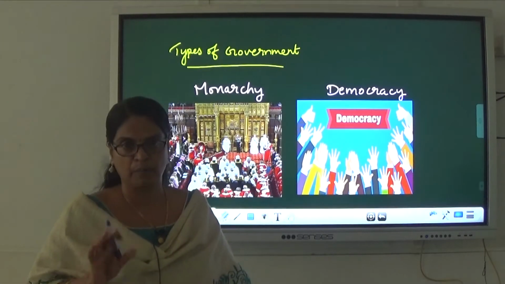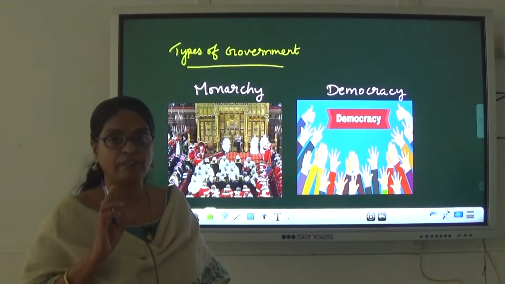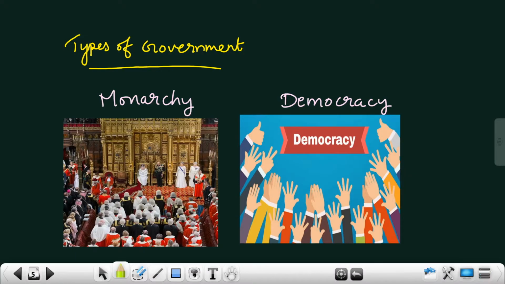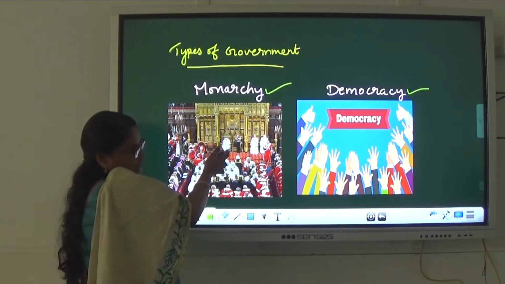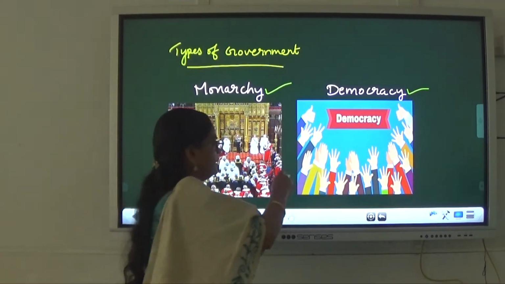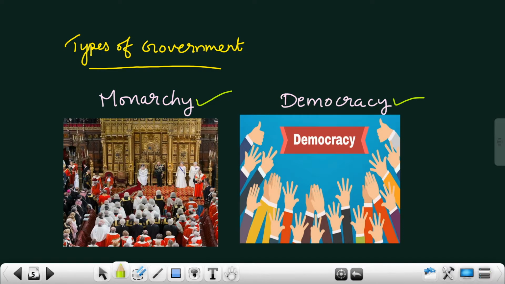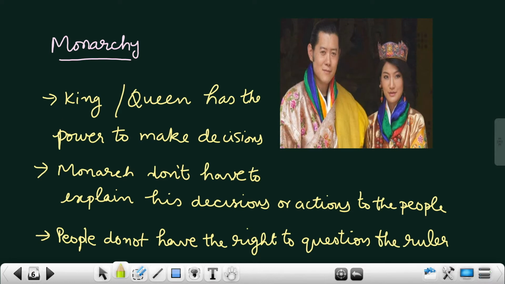Now we will study the types of government. There are two types of government, monarchy and democracy. You can see here the monarch sitting over here, and here in democracy you can see many hands, the people. Now we will study one by one.